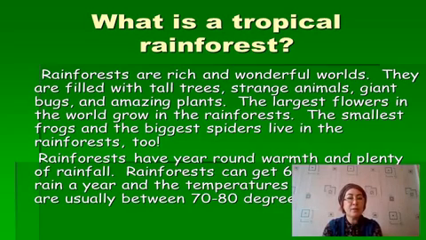What is a tropical rainforest? Rainforests are rich and wonderful worlds. They are filled with tall trees, strange animals, giant bugs, and amazing plants. The largest flowers in the world grow in the rainforests. The smallest frogs and the biggest spiders live in the rainforest too. Rainforests have year-round warmth and plenty of rainfall. Rainforests can get 60-70 inches of rain a year, and the temperatures of a rainforest are usually between 70-80 degrees year-round.